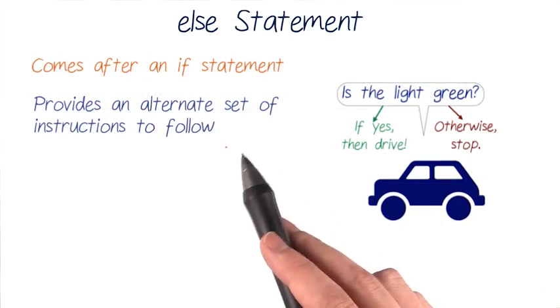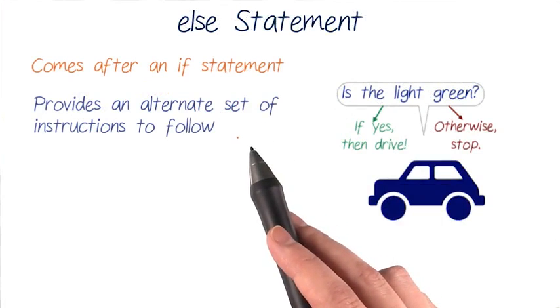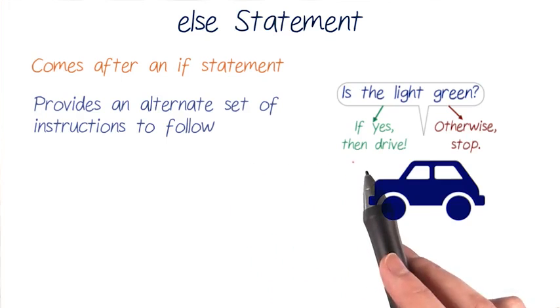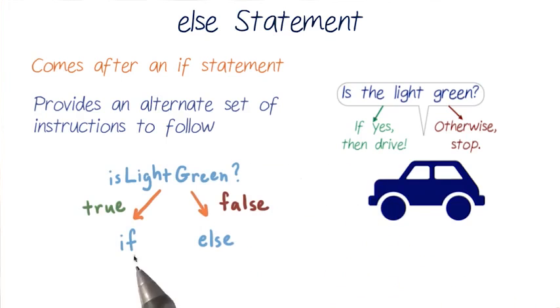An else statement can only come after an if statement, and it lets us provide an alternate set of instructions to follow for when the if test condition is not met. Using these together is called an if-else statement, and it gives two possible decision pathways for our computer to take.